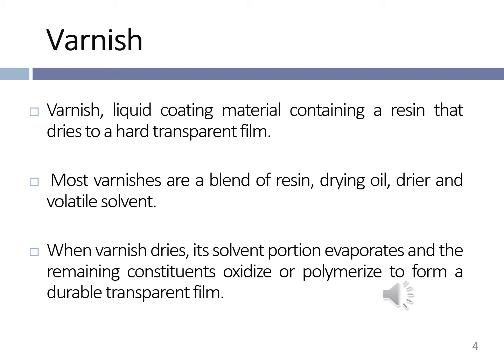So how is a transparent film formed? When varnish dries, the solvent which is present in the varnish evaporates. And when the solvent evaporates, what happens? The remaining constituents which are present are oxidized. And after oxidation, they polymerize, and when they polymerize, they form a film which is durable and transparent.